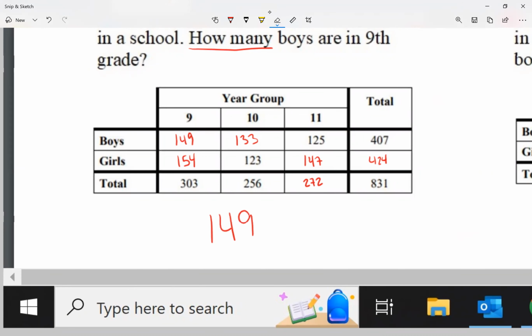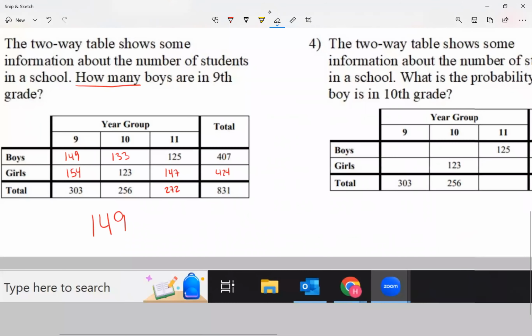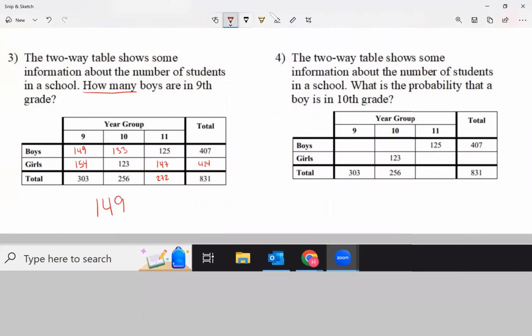Now this information, let me just copy it for question number 4. It's the same table, so I'm not going to answer this all over again. Let me just fill out my spaces here. 149, 154, 133, 147. I'm just filling out the information that I filled out in the first question.